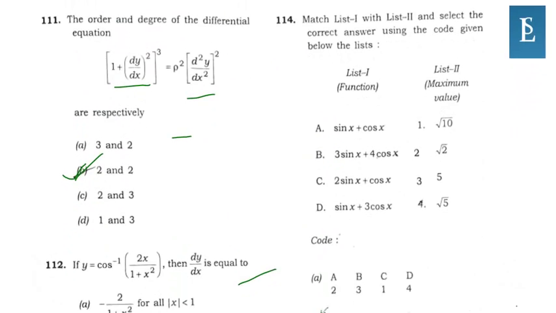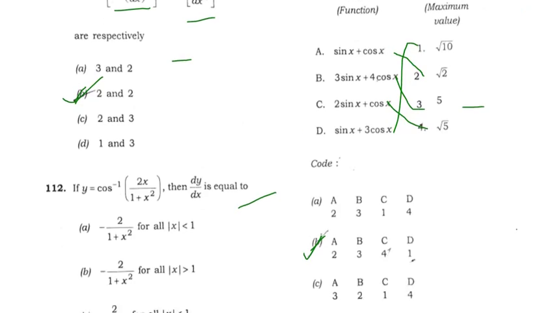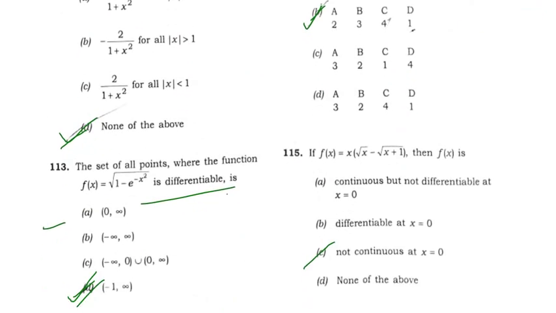Next question: match list 1 and list 2. So function and maximum value. These are the maximum values you have to find out. So what will A become? A is 2, B is 3, C is 4 and D is 1. So you can match it over here. So match one, B option is right.